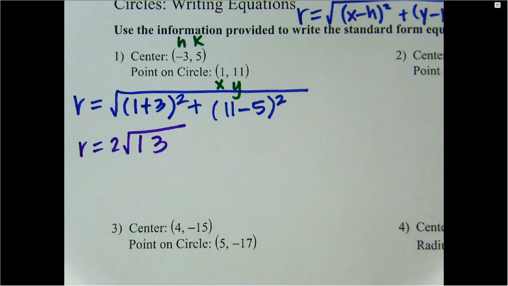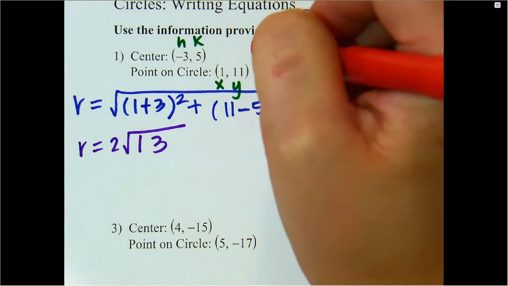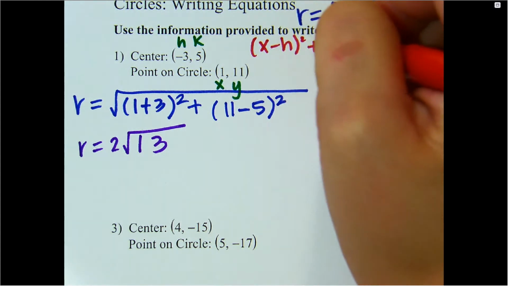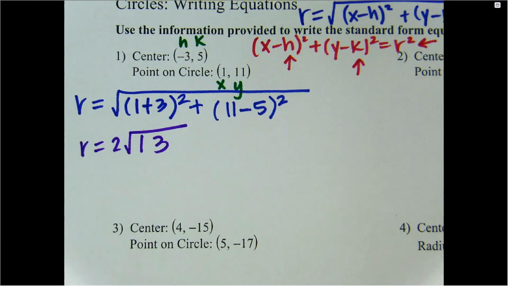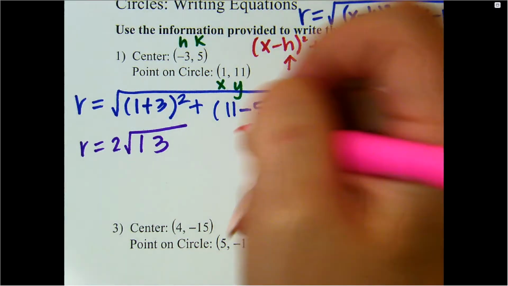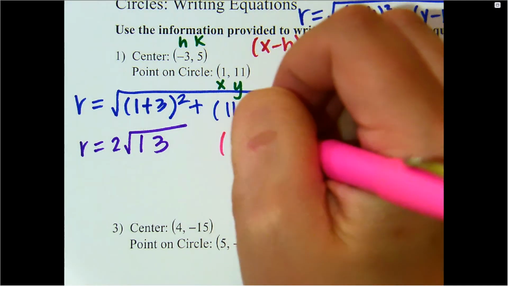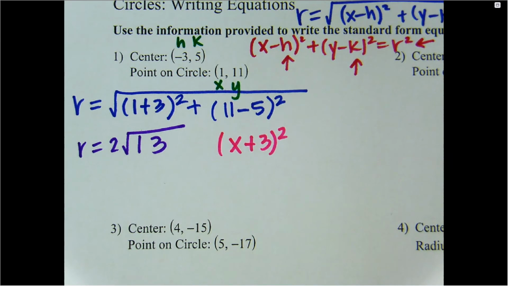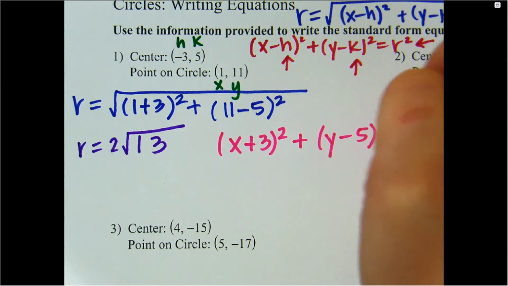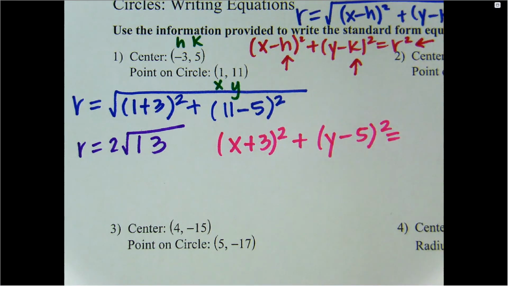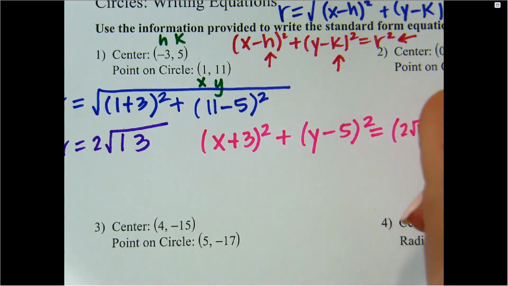So now I'm just going to plug that into standard form, which again is X minus H squared plus Y minus K squared equals R squared. So same thing, you're just going to plug in only the H and the K, and then you're going to plug in your radius and square it. So before I square the radius, that's going to be X minus H, or X plus 3 squared, plus Y minus 5 squared, Y minus K, equals the radius squared. So that's going to be 2 times the square root of 13 squared.